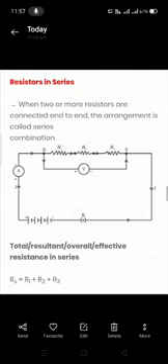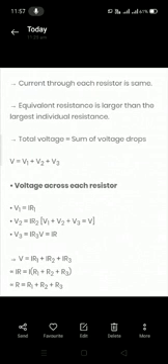Now the total resultant or overall effective resistance in series combination is Rs equal to R1 plus R2 plus R3 and so on up to Rn. We observe that the current through each resistor is the same. The equivalent resistance is larger than the largest individual resistance, and the total voltage is the sum of the individual voltages, that is, capital V equal to V1 plus V2 plus V3.